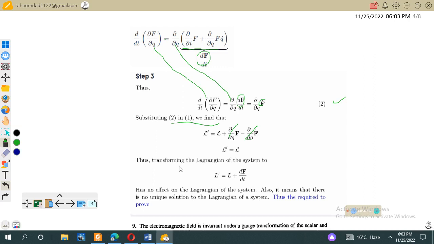The transformation of the Lagrangian of the system, L prime equal to L plus df over dt, has no effect on the equations of motion of the system. It also means that there is no unique Lagrangian for the system, thus proving what was required. It means our required solution is good.